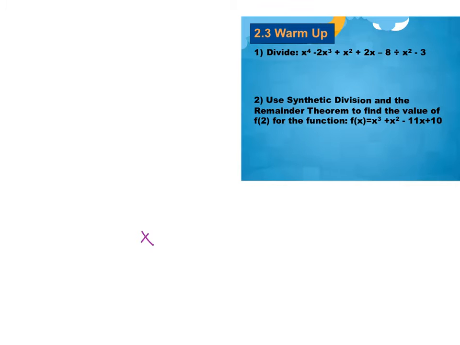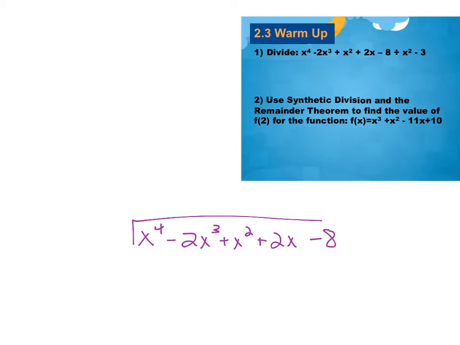I'm going to do x to the fourth minus 2x to the third plus x squared plus 2x minus 8. I have a term for every term from the highest exponent down to none, and they are already in order, so I don't have to rearrange or plug in any placeholders. What I'm dividing by, however, is x squared minus 3, which is missing your 0x. So I'm going to plug that in. So x squared plus 0x minus 3.